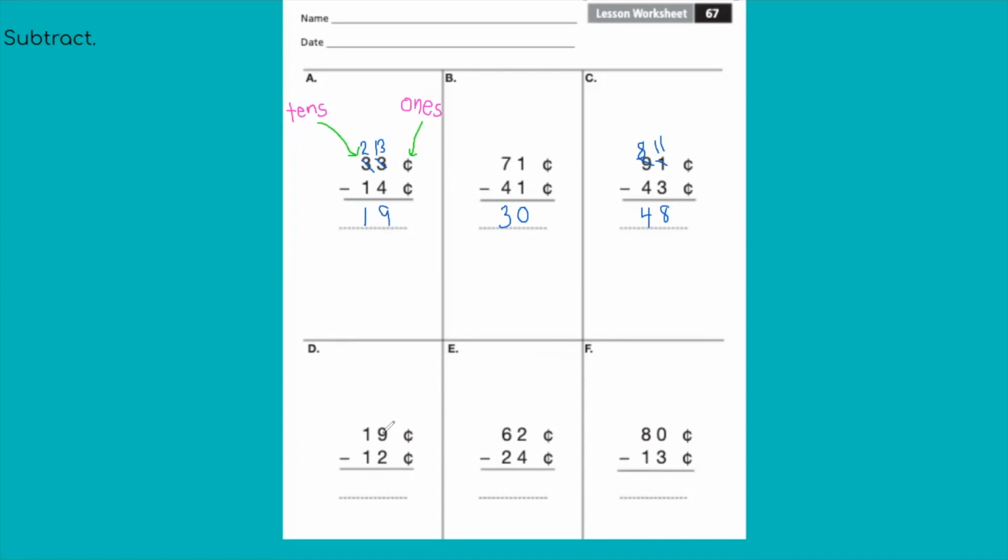Okay, I subtract the one side first. The big number is on top, so I don't need to borrow. 9 minus 2 is 7. 1 minus 1 is 0. So it's 7 cents. Also, let's put the cent sign on our math problems.